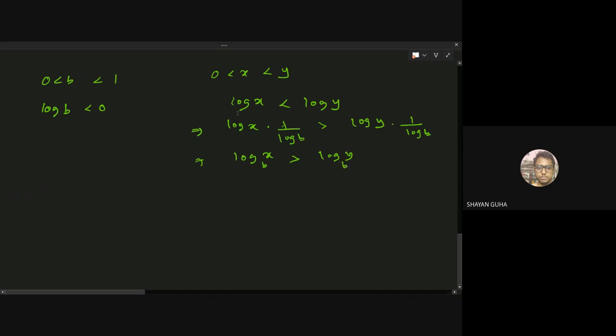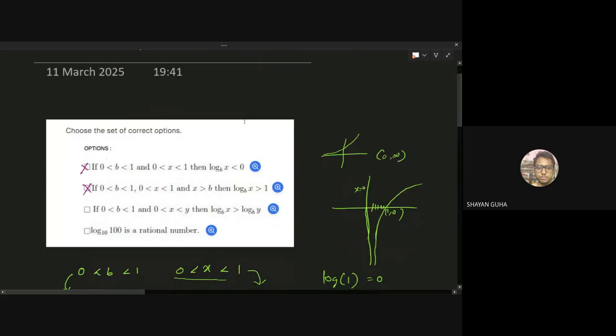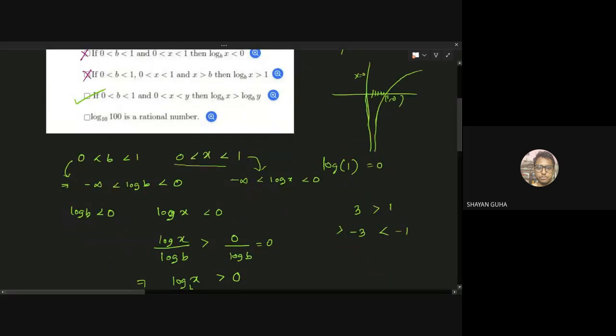And most probably this option is correct. Yeah, this option is correct. That's why.